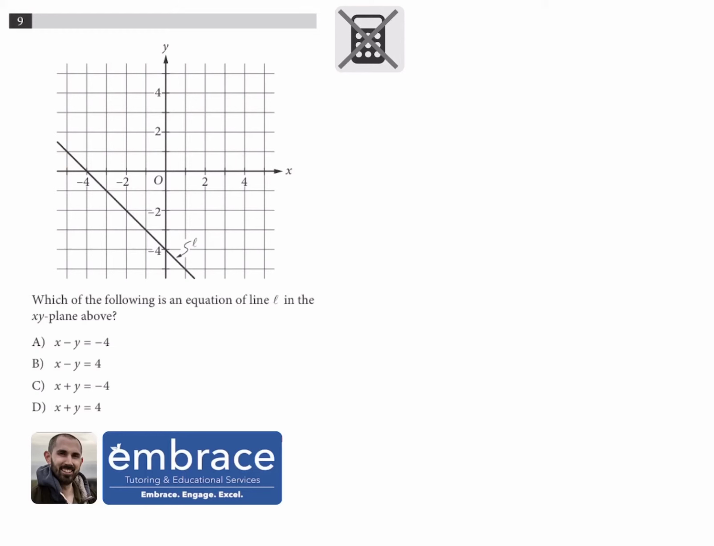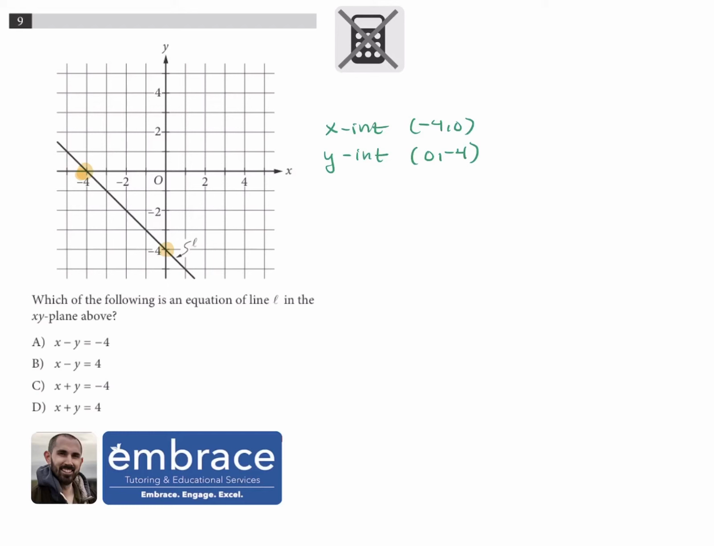So it looks like here we're given the graph of a line. So let's see what we can interpret from the graph. A couple things to notice are that we have an x-intercept here of -4. We have a y-intercept of also -4. So we have an x-intercept that's (-4, 0), and we have a y-intercept of (0, -4).